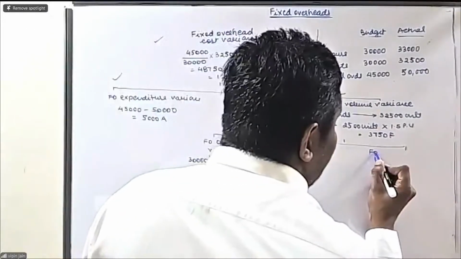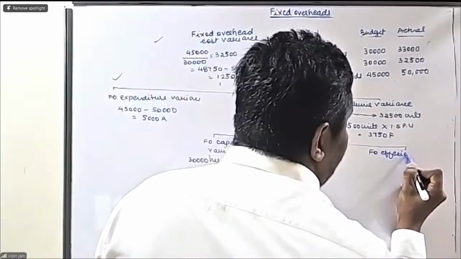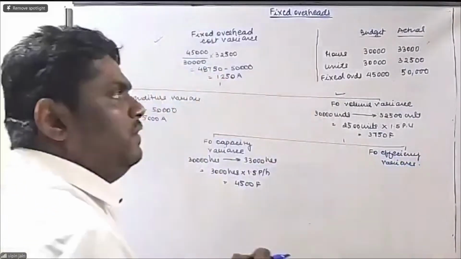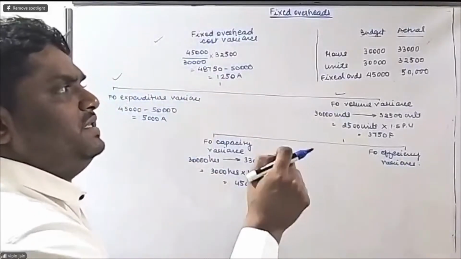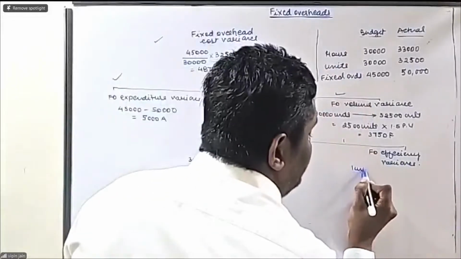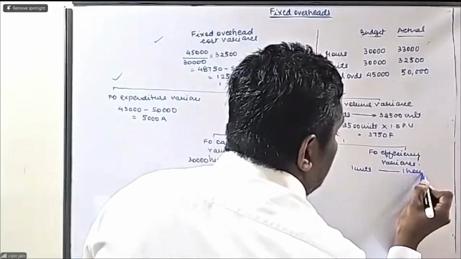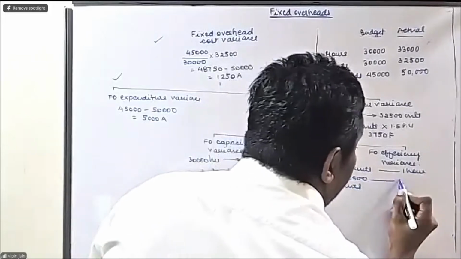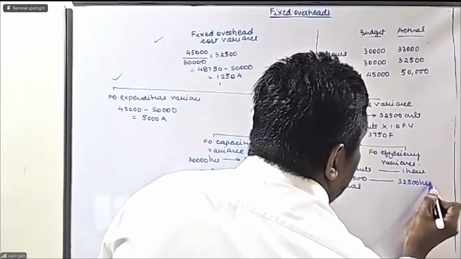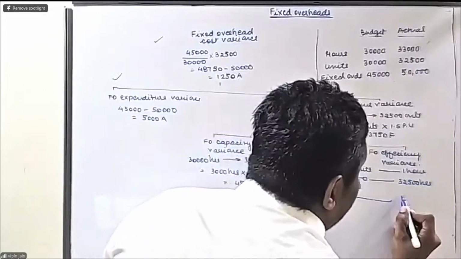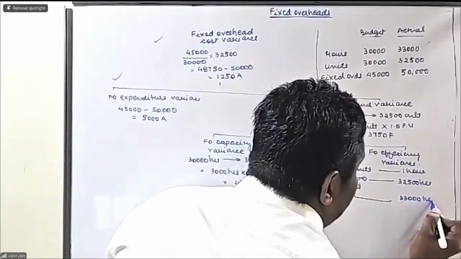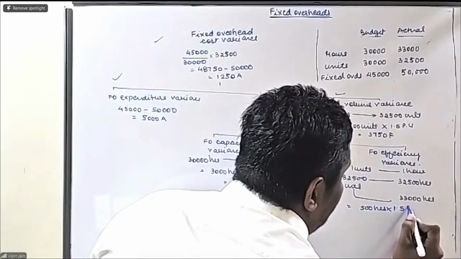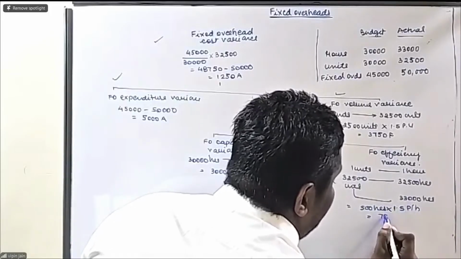Next is efficiency variance. Again, there will be no change in efficiency variance. Very simple. One unit should not take more than 1 hour. So 32,500 units should be completed in 32,500 hours. But for these 32,500 units, how many hours did we actually take? 33,000 hours. So 500 hours extra, into the rate per hour, that is 1.5, we get 750 adverse.